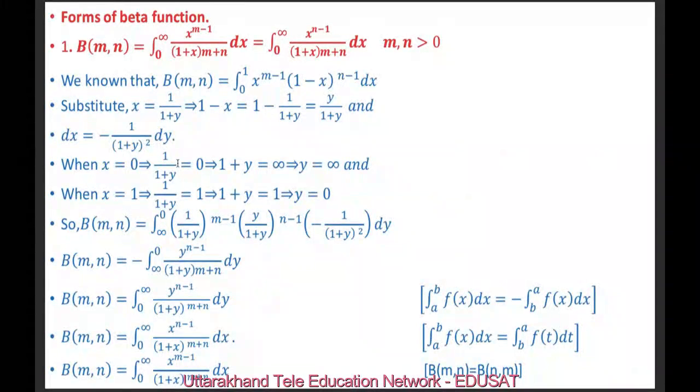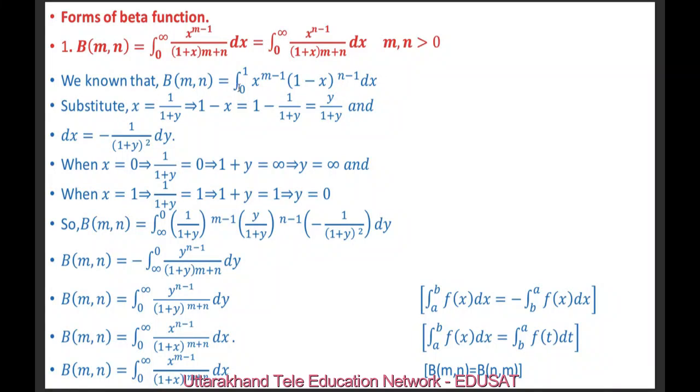Now we will prove that beta(m, n) is equal to the integral from 0 to infinity of x raised to power m minus 1 upon (1 plus x) raised to power m plus n dx. And because beta function is symmetrical, we may replace m by n. So we may write it as the integral from 0 to infinity of x raised to power n minus 1 upon (1 plus x) raised to power m plus n dx, where m and n are positive real numbers. So by the definition of beta function, this is the integral from 0 to 1 of x raised to power m minus 1 into (1 minus x) raised to power n minus 1 dx.